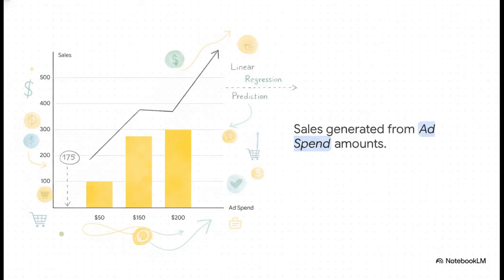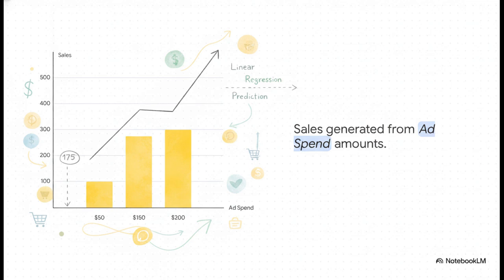Let's ground this with a concrete business example. Say a company is tracking ad spend versus sales. $50 in ads gets them 100 sales. Bump that up to $150, they jump to 275 sales. At $200, they hit 300 sales.